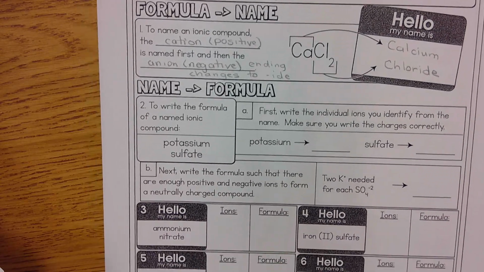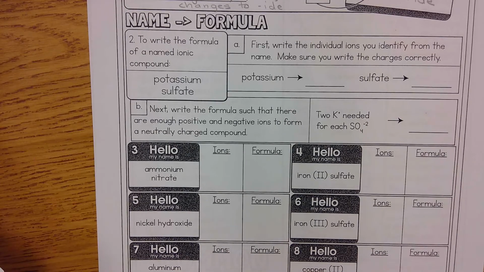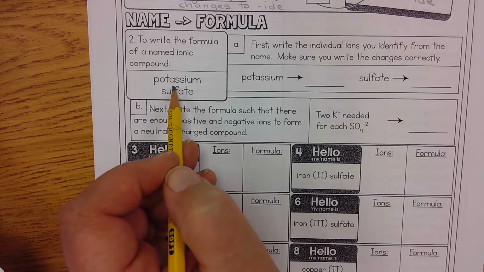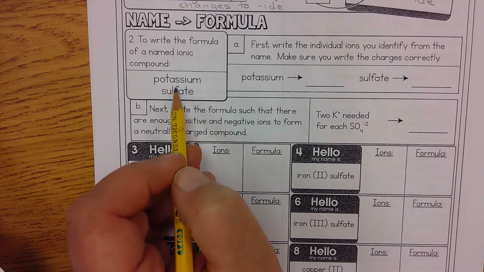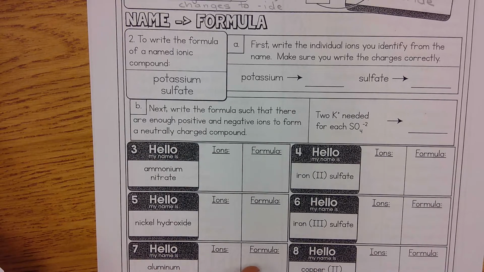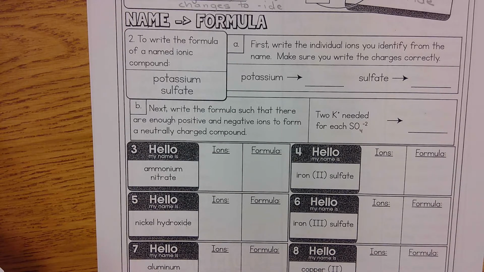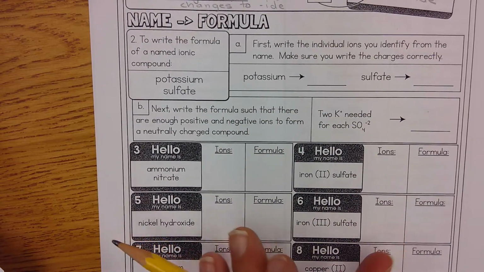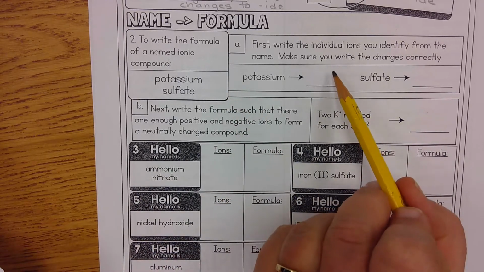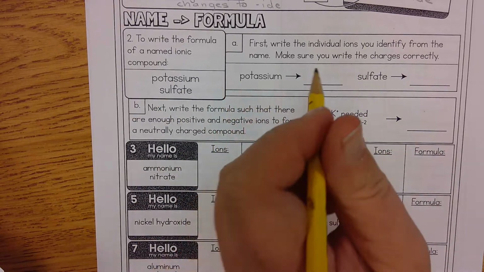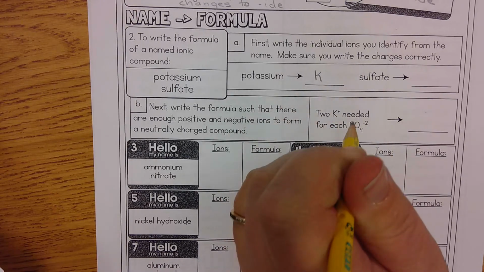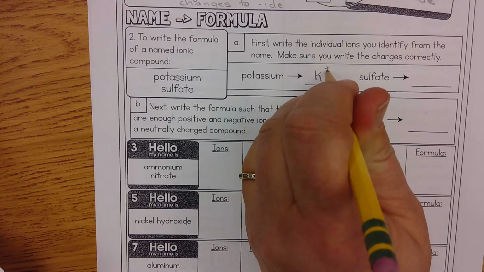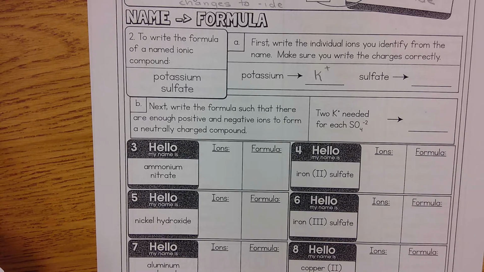To go the other way, when you start with the name and go to the formula, it's a little more complicated, but it's not too bad. For this example, we have potassium sulfate. We know the name, we want to write out the formula. So the first thing you do is break this apart and write out the specific ions that you can identify here. Potassium we know is K. We also know it has a +1 charge.